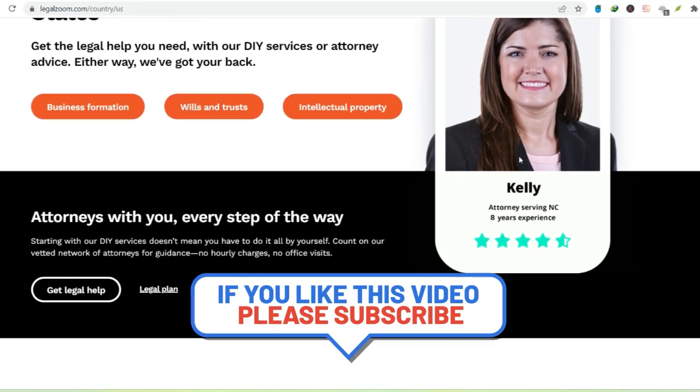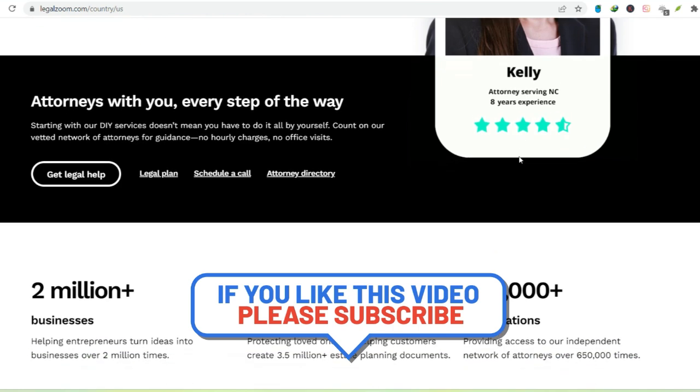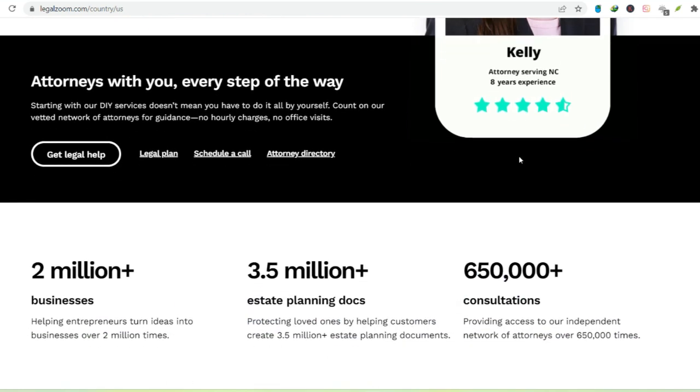Locate the Banking Services section. Navigate to the section of your account that pertains to banking or financial services. This may be labeled banking, financial, or something similar.